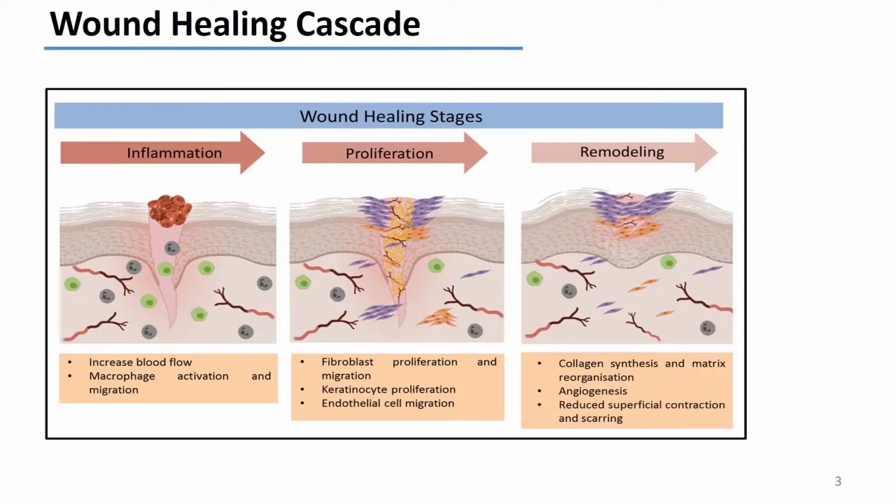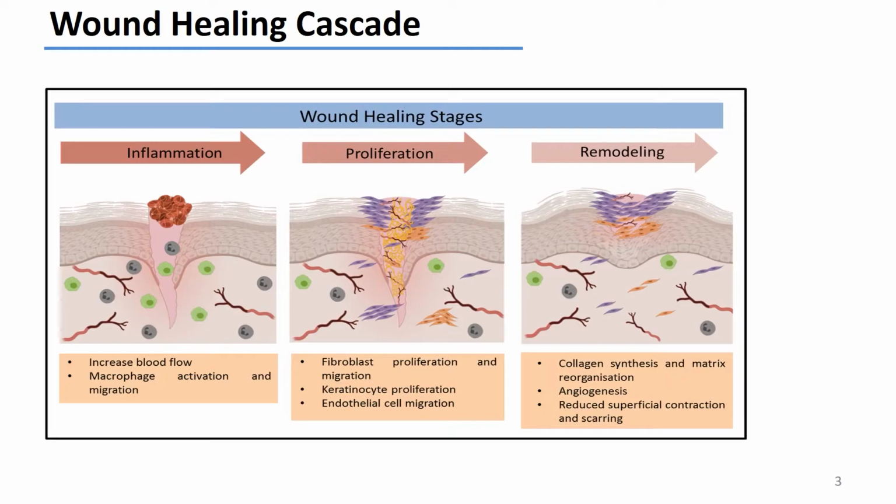The wound healing cascade consists of three main phases, namely the inflammatory phase, the proliferative phase, and the remodeling phase. In the first phase, a clot is formed to stop the bleeding. Macrophages then migrate to the wound site to clear debris and remove bacteria.